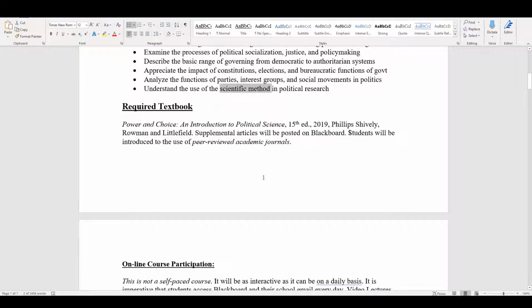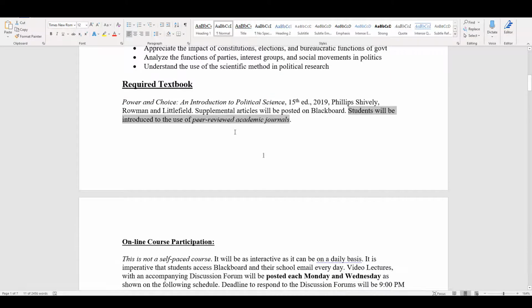I'll also be teaching you about using peer-reviewed academic journals. Those are very important, as that is where scientific studies are published. I will show you how to find them, tell you why they're important, and how to cite them, and they will be most important in your analysis for your paper topic that we'll get into in a little bit.